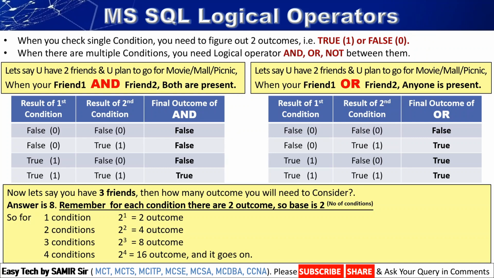When your mind checks or when you program or when your SQL query needs to check 5 conditions, there will be 32 outcome. When you check 6 conditions, there will be 64 outcome. When you check 7 conditions, there will be 128 outcomes. When you check 8 conditions, there will be 256 outcome. When you check 9 conditions, you will have to consider about 512 outcome. Similarly, when you check 10 conditions simultaneously at a time, there can be possibility 1024 outcomes and something like that it goes on. I hope that's enough.